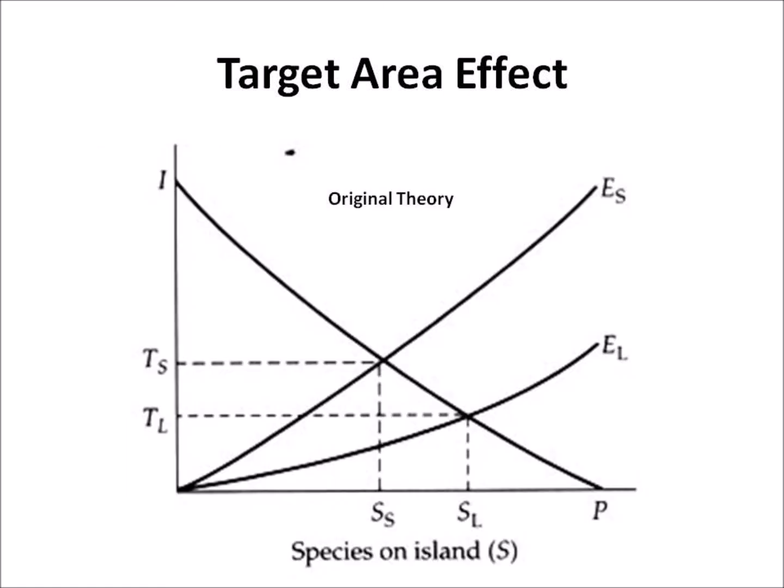So this figure is once again visually showing the original theory of equilibrium theory of island biogeography. So again, we have two islands, same distance from the mainland. One is a small island, one is a large island. So the small versus the large island have the exact same immigration rate under the original theory, but different extinction rates. So you have higher extinction rates for the small island than you do for the large island.